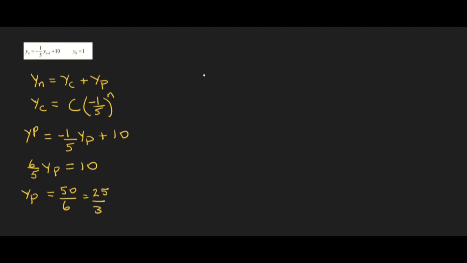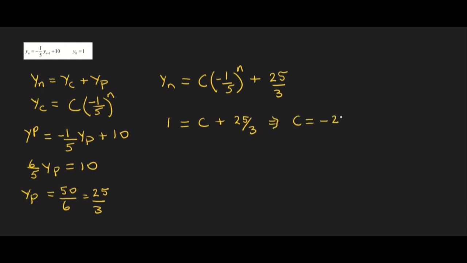25/3. So we can write down the general solution of the non-homogeneous equation as the sum of these two solutions. It's c multiplied by (-1/5)^n plus 25/3. Now we use the initial condition to eliminate the constant of integration. So we have 1 equals c plus 25/3, or c is equal to -22/3. So the particular solution for this problem is given by yn equals -22/3 multiplied by (-1/5)^n plus 25/3.